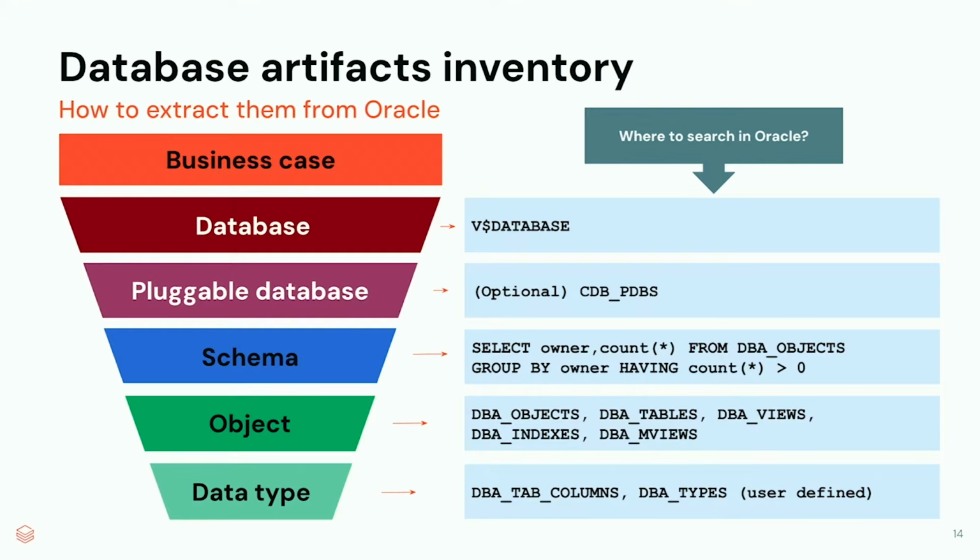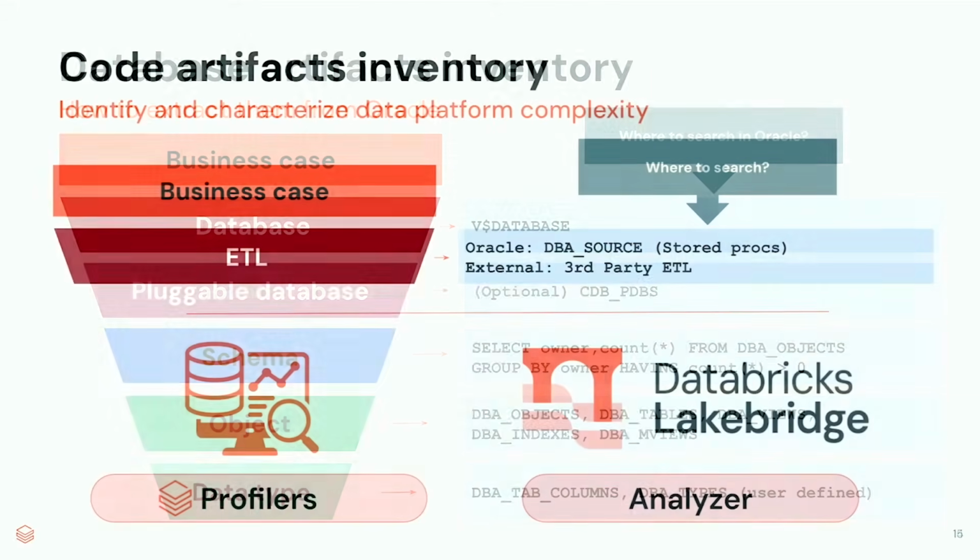And for each of these business cases, you will probably have your data within a schema, and in this schema, you will find different objects, whether it's tables, indexes, and so on. So all of this is available in these tables or views. And for each object, you will have some data types, whether they are built-in. For the built-in data types, you will find them in the DBA tab columns, and data types for user-defined data types. So this is for the Oracle artifacts.